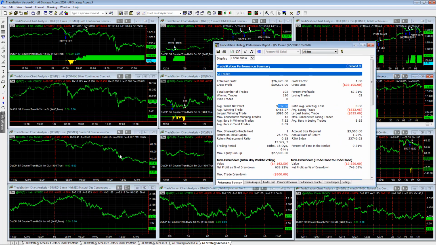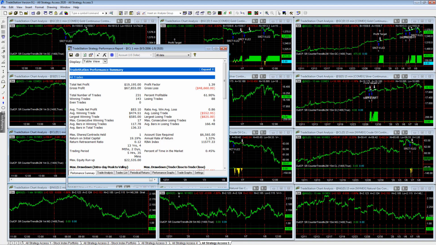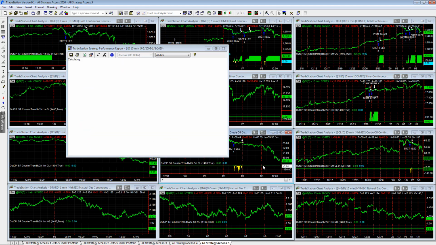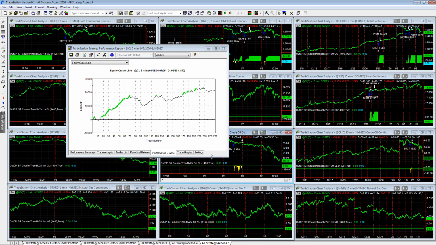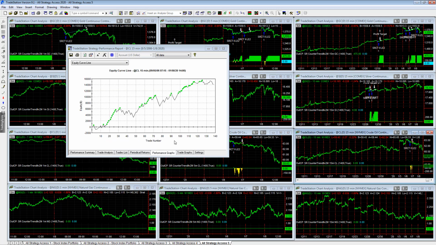So let's look at crude oil. Here's crude oil 1 minute. It's updating here, 19.195. No trade showing on the screen. Here's the equity curve, a little choppy. Here is the 5 minute version. Here is the 15 minute version.